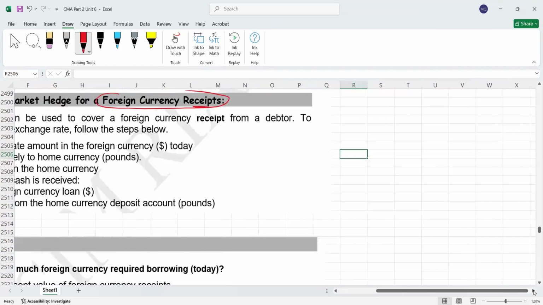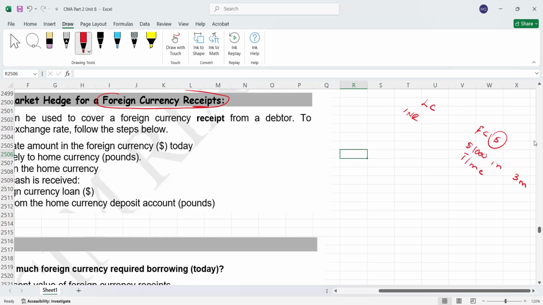Let's start with the help of an example. Let's assume we are living in India, and our local currency is Indian rupees. We have some receipts in foreign currency, which is dollars, I'm assuming. For example, we have a receipt of $1,000 in 3 months' time.